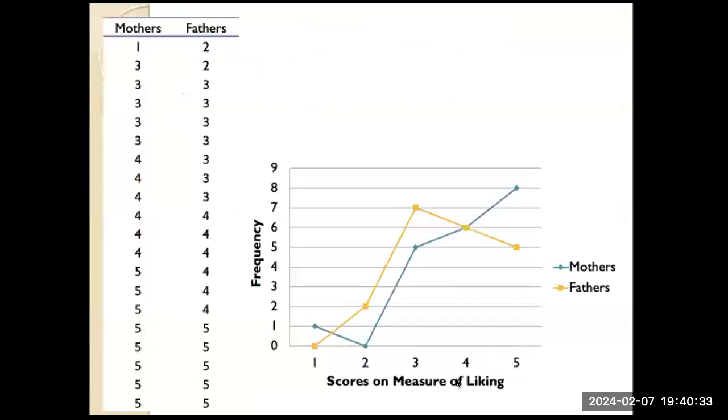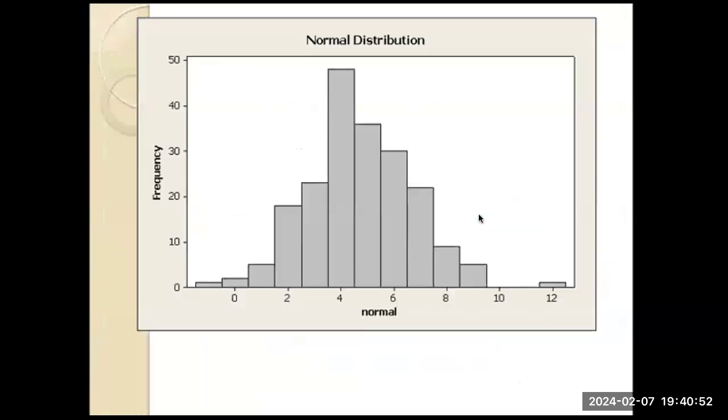Frequency polygon. Here's an example of a frequency polygon. So instead of using bars, you're going to use lines, little dots to show the different data points. So this is just another way that we visually represent data. The most common, most well-known frequency polygon is a normal distribution, right?